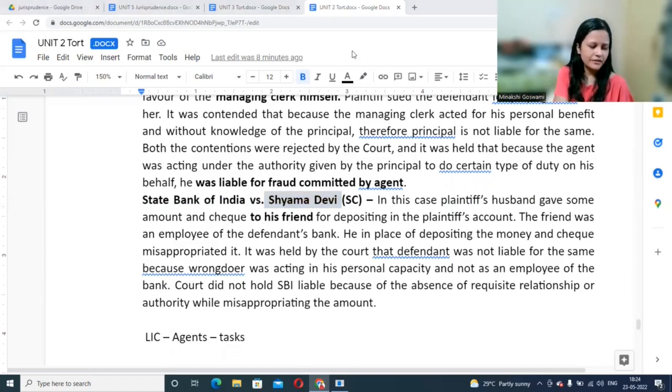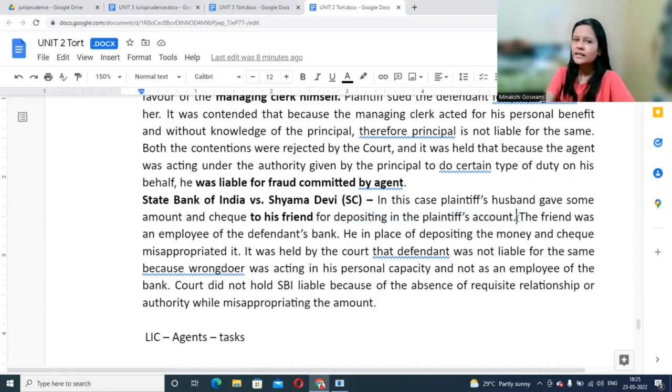Okay, Shyama Devi was having a bank account in SBI, and Shyama Devi's neighbor was a banker in SBI. So what her husband did is, her husband wanted to deposit some amount of money in the bank and also honor a check. So what he thought is that I will give this amount plus the check to this friend who is anyways a banker of SBI, and we don't need to go to the branch. So he gave this amount to this friend who is a banker of SBI and asked him that you deposit it in my wife's SBI bank account.